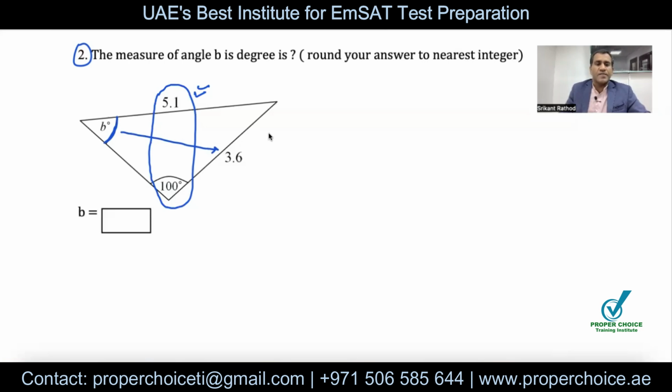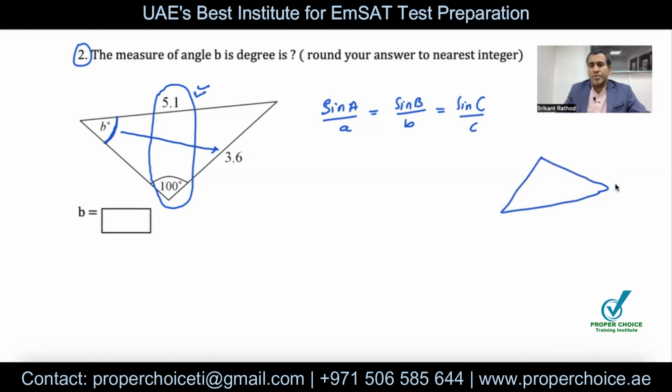Now, what does the law of sine say? According to the rule, we can say that sine A divided by A equals sine B by B equals sine C by C. Now I'm talking with respect to a general triangle. Suppose this is angle A, side A, this is angle B, and side B, this is angle C, and the side C.